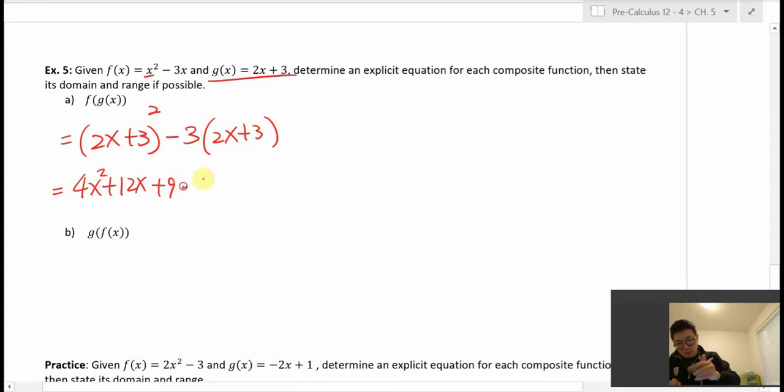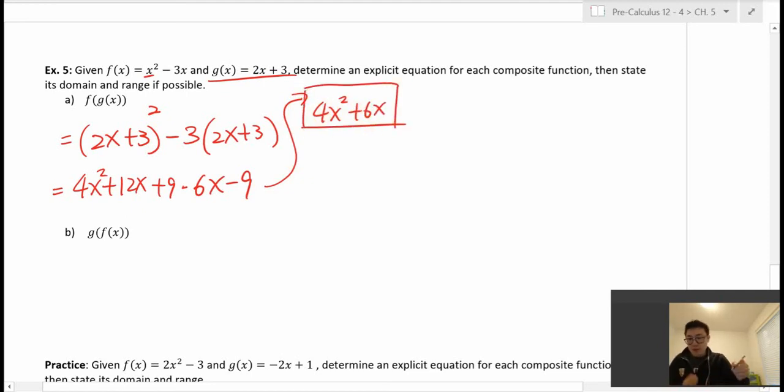Okay, minus 6x and then minus 9, in which you should get 4x squared plus 6x, and that's it. So this is your f of g. And then we need to state the domain and range. Now this is a quadratic function, so recall domain for a quadratic function would be all real numbers.